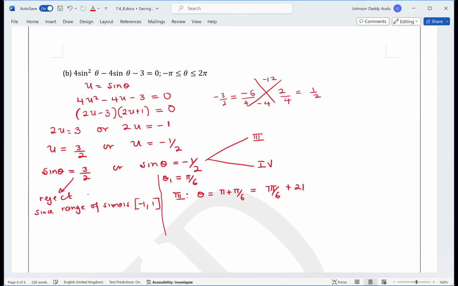And we can add 2k pi. Then if we're in the fourth quadrant, theta is going to be 2 pi minus pi over 6. This is nothing but 11 pi over 6 plus 2k pi.